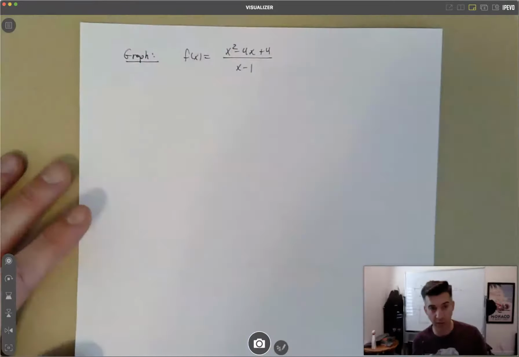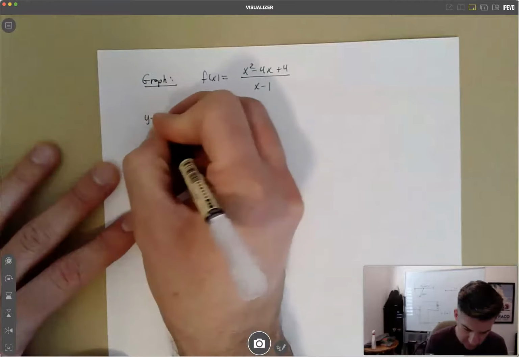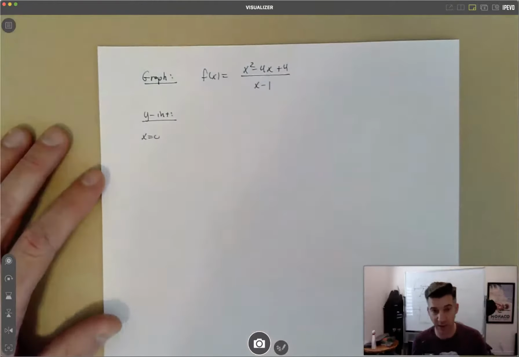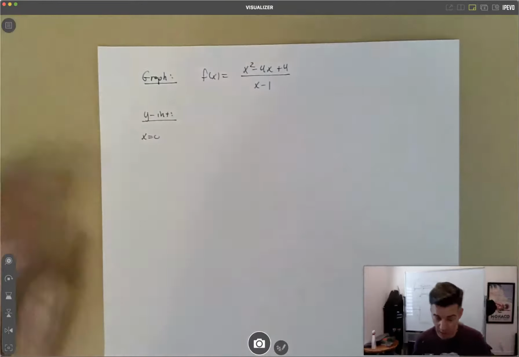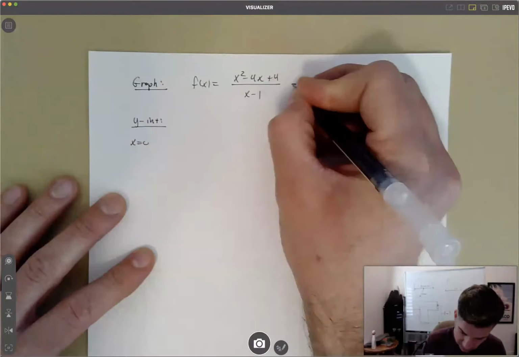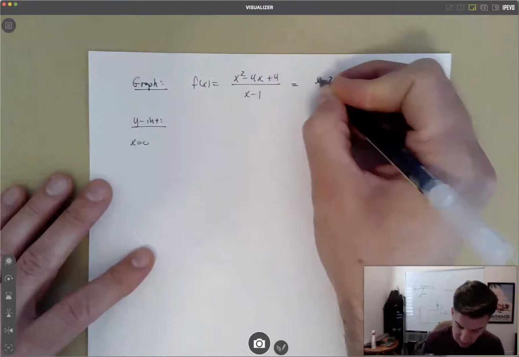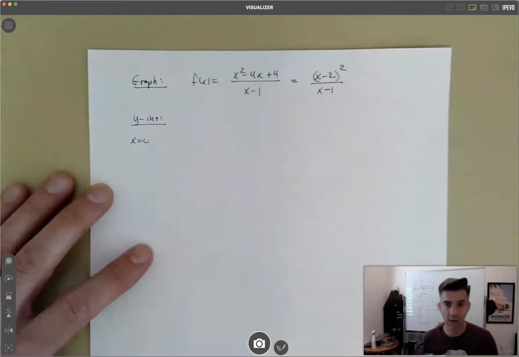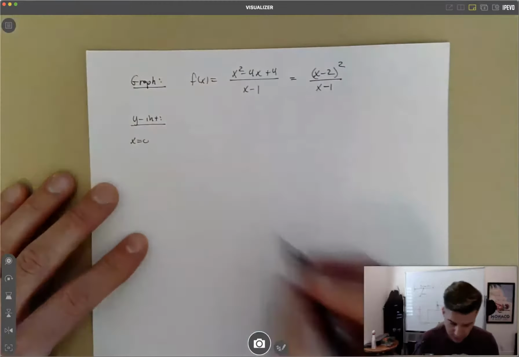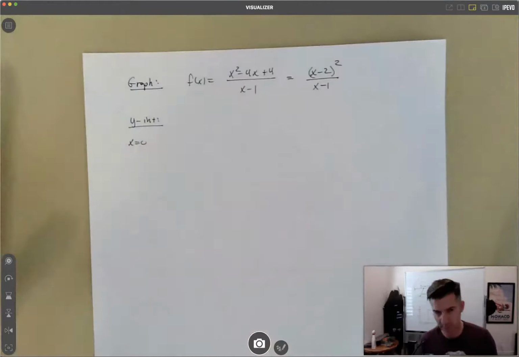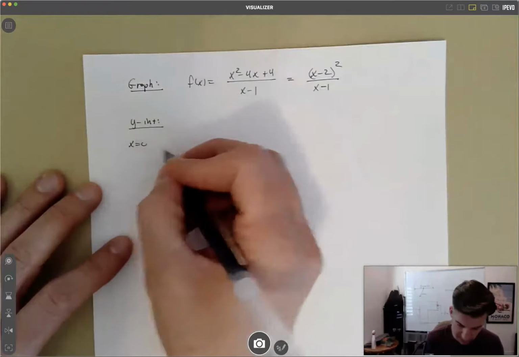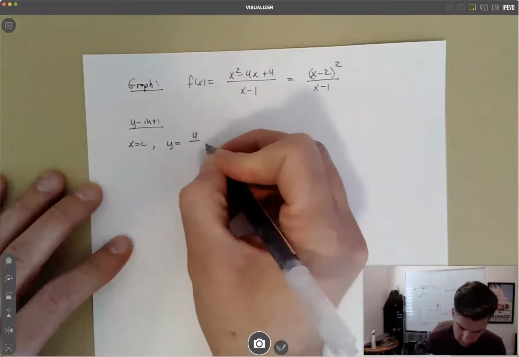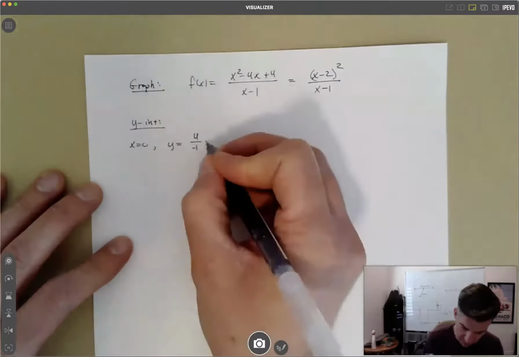So let's find all the things. So y-intercept, and set x equal to 0. Oh, actually, you know what I should do before I even find anything? I should factor just to make sure I don't have anything canceling. So I'm going to factor this. The top factors as x minus 2 times x minus 2. And the bottom is just x minus 1. Okay. So nothing cancels. Just finding the y-intercept, I set x equal to 0. I'm going to get y equal to 0 minus 0 plus 4 over 0 minus 1, which is going to be -4.